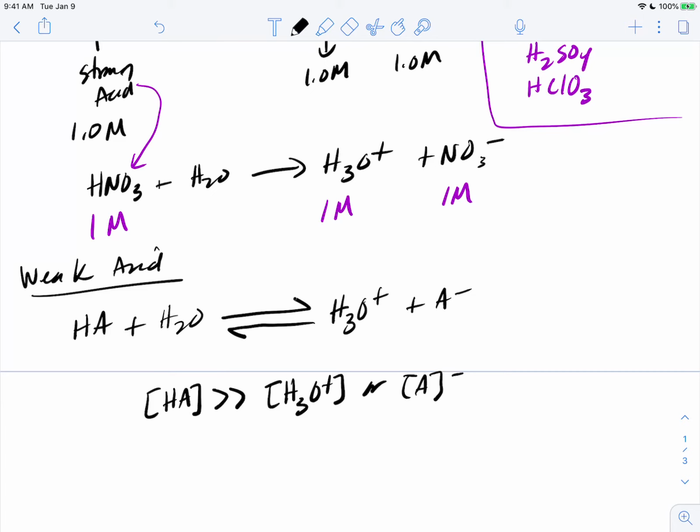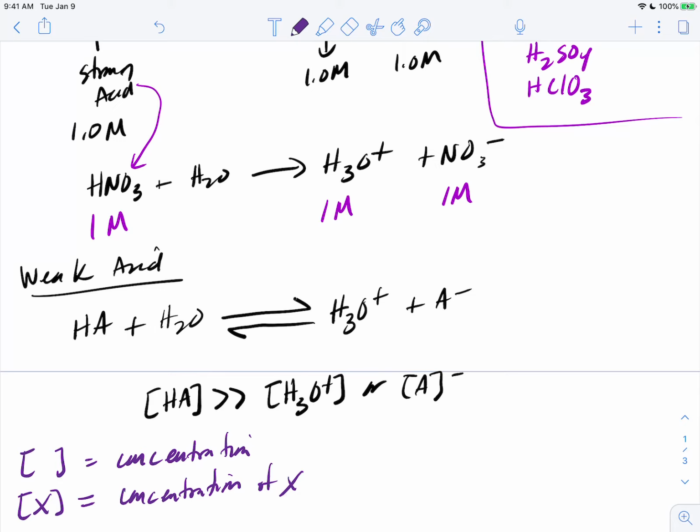Now I just introduced this bracket term, so just so we're clear, this bracket term equals concentration. So if I have bracket X, that is equal to the concentration of X. And so this is showing us that we have way more of our reactant that stays as a reactant or is converted to product and quickly goes back to reactant than how much product is made.